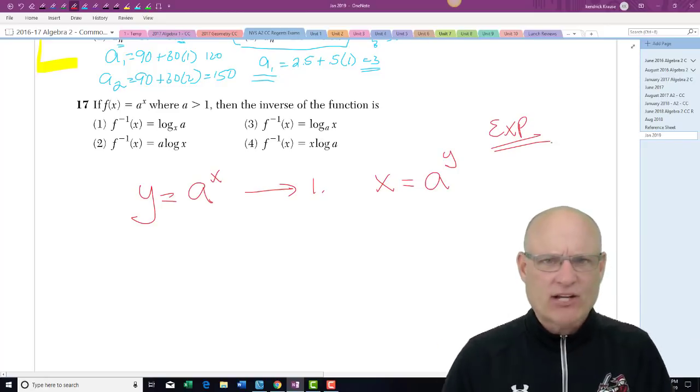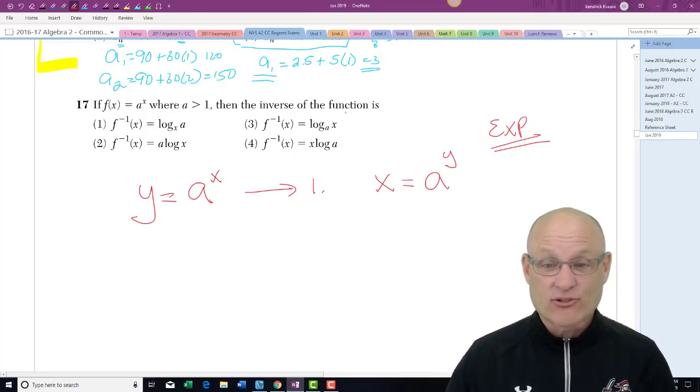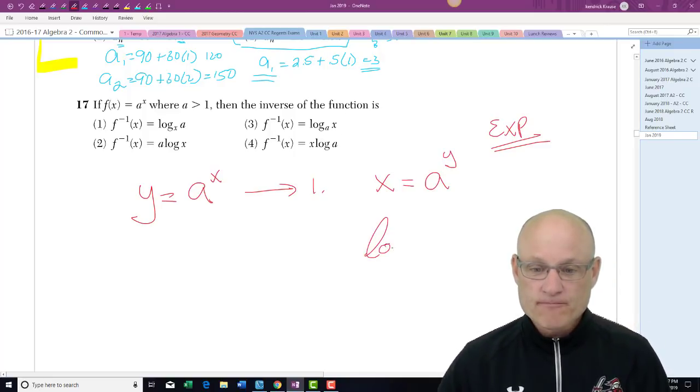In order to solve an exponential function, I have to do its inverse, which is logs, which is why all the answers say logs. So we're going to write log.